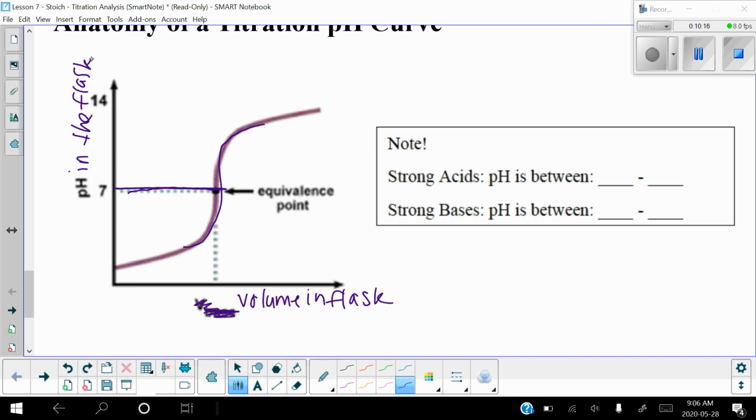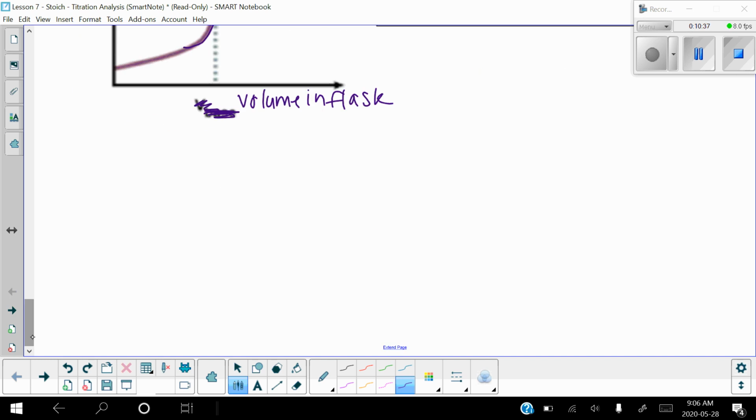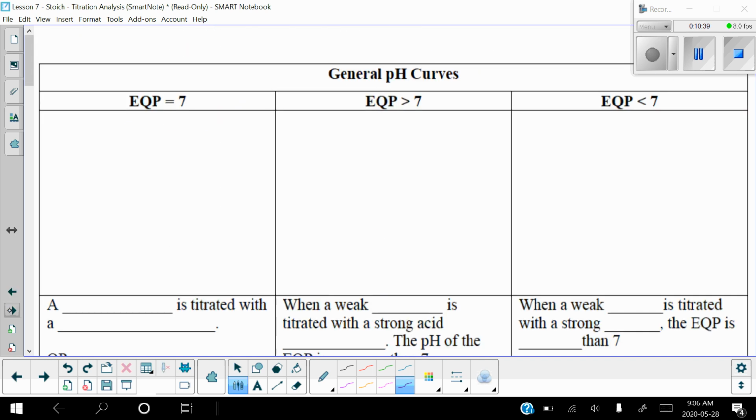Okay? Now, before we move forward, I'm going to give you a general idea of what a strong acid and a strong base will be. A strong acid, the pH is going to be between 0 and 3, and a strong base, the pH is going to be between 10-ish or 11 to 14. Taking that information forward, it's going to help us read some of the curves.